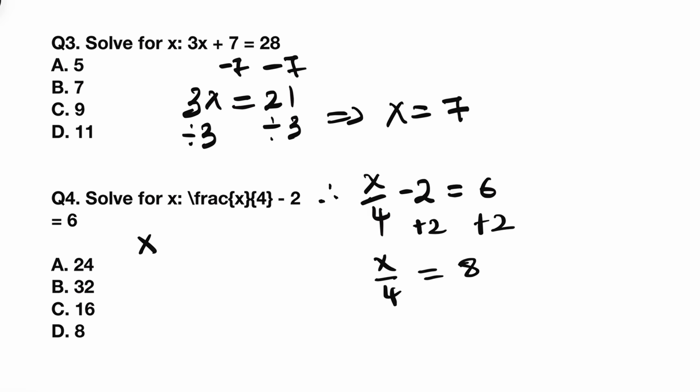So let me bring it over here. x over 4 equal to 8. So we multiply both sides by 4, because the opposite of division is multiplication. And we're left with x is equal to 32. So you see that in this case, the answer is B. Question 3, the answer was B too. Yeah.